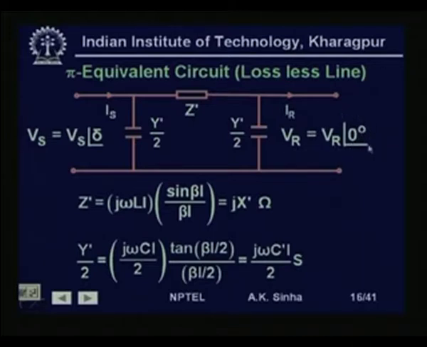We have chosen the receiving end voltage as a reference voltage, where, as already seen, Z dash is equal to j omega L into L, where L is the length of the line, into sin beta L divided by beta L, which is a pure imaginary quantity or the reactance jX dash. And similarly, Y dash by 2 can be written as j omega C dash L by 2 Siemens, which is purely capacitive.